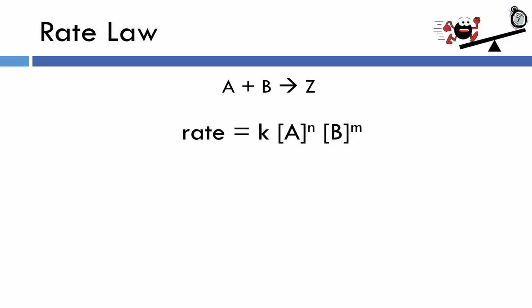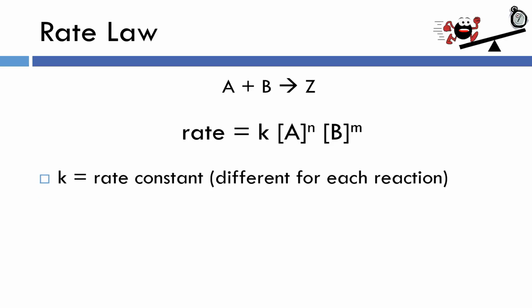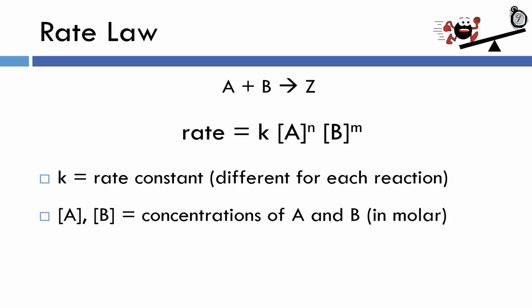So let's break this down in a little bit more detail. k is our rate constant, and k is going to be different for every reaction. It's one of those non-constant constants, which I know sounds a bit like an oxymoron, but if you think about the last unit, we talked about the freezing point depression constant and boiling point elevation constant for water, and how if you're looking at a different solvent, you get different numbers. It's the same thing here. If you look at a different reaction, you're going to get a different rate constant.